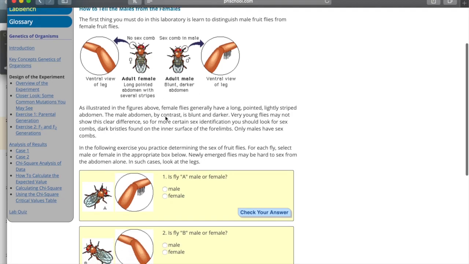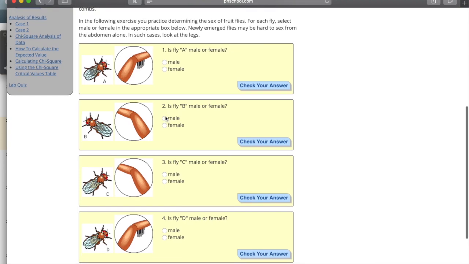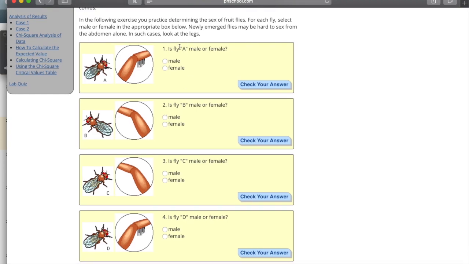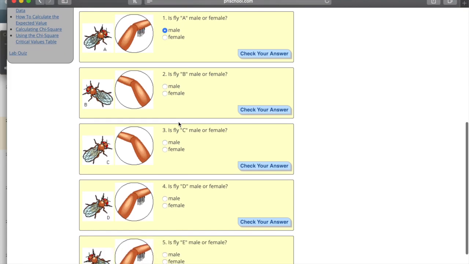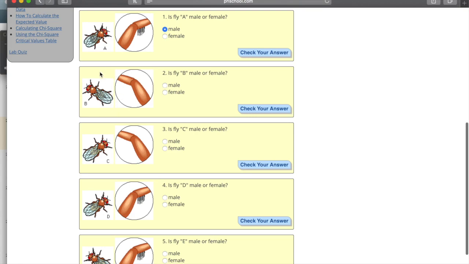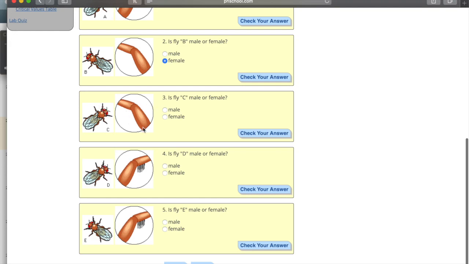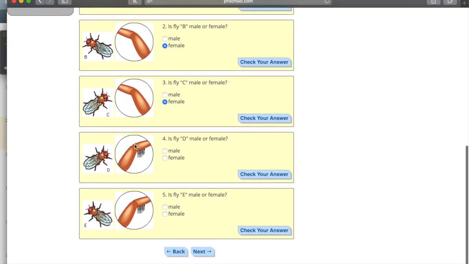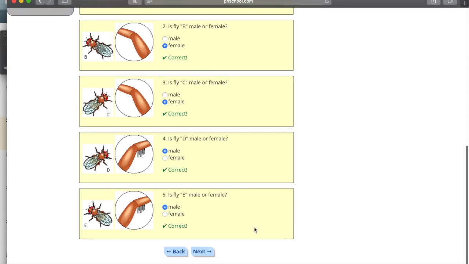So now it kind of tests us a little bit just to make sure that we're capable of going on. Is fly A a male or female? We see the comb, it's going to be a male. Is fly B a male or female? Longer body, no comb, female. Same thing here, longer body, no comb, female. Comb, shorter body, male. And then comb, shorter body, male. So we should get nice all correct there. All right, good stuff. We'll move on.